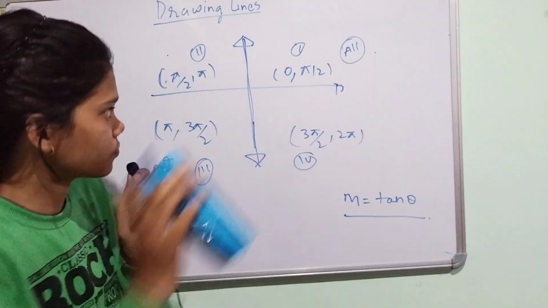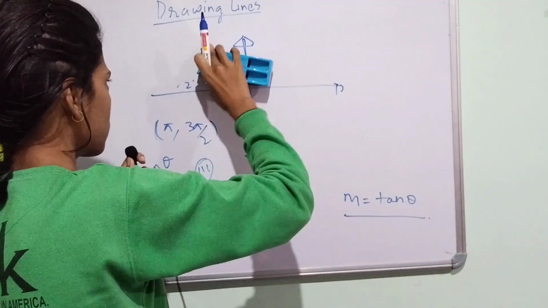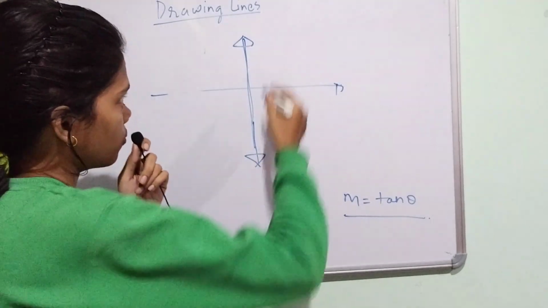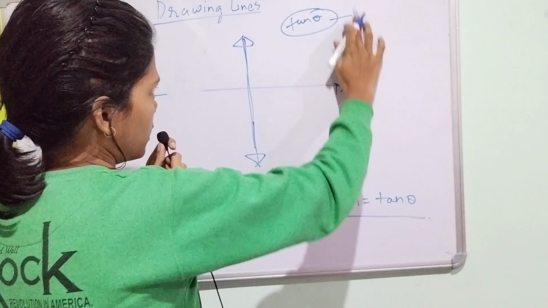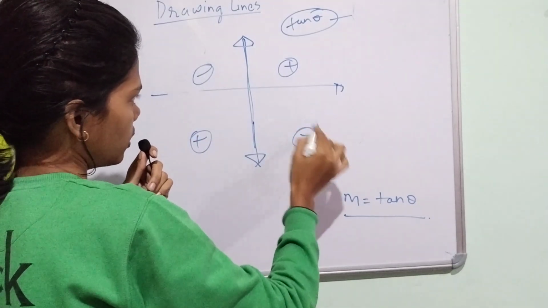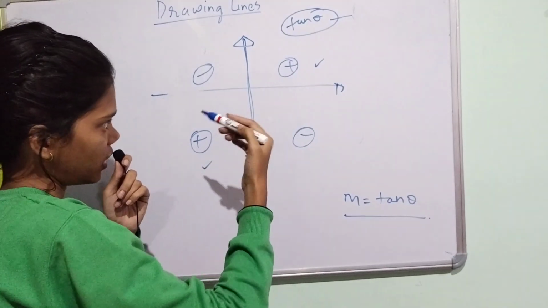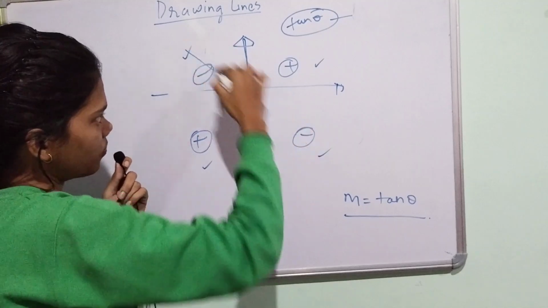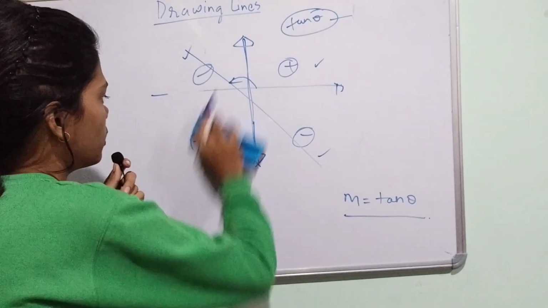We can say, if we mainly talk about tan theta, which is the slope of our line, here it is positive, here it is negative, again here it is positive, and here it is negative. So if the line is lying in the first quadrant or the third quadrant, the slope will be positive, and if the line is lying in the second or fourth quadrant, the slope will be negative.